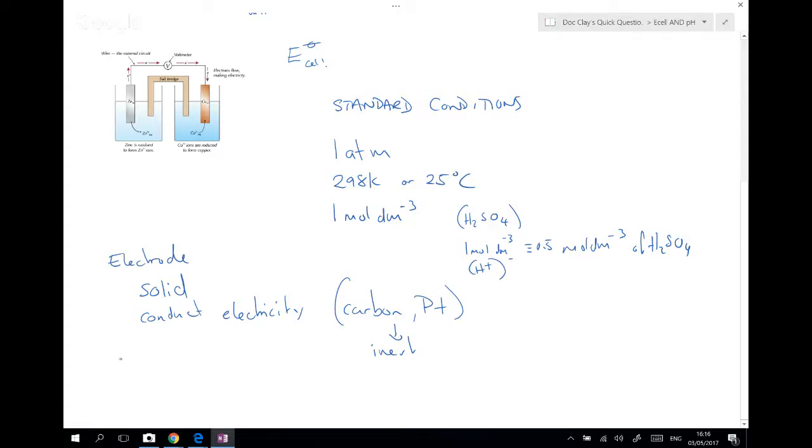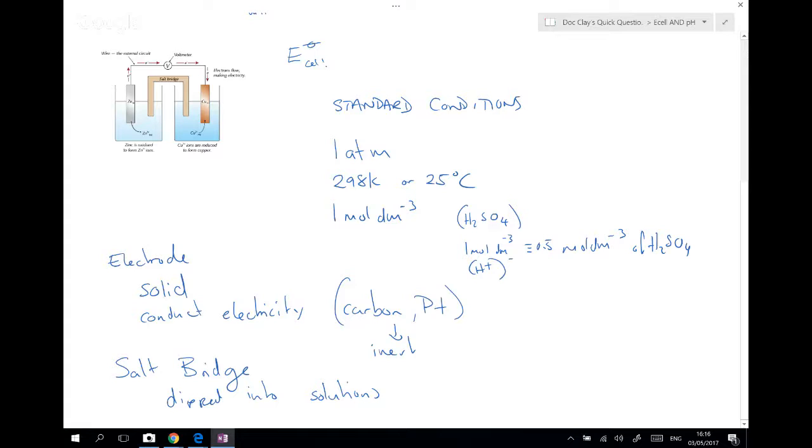The other thing is that in order for a reaction to occur, we require a salt bridge, and that must be dipped into the solutions, because if it's not dipped into the solutions, then no current will flow and no potential difference will be measured. So that must be dipped into solutions.